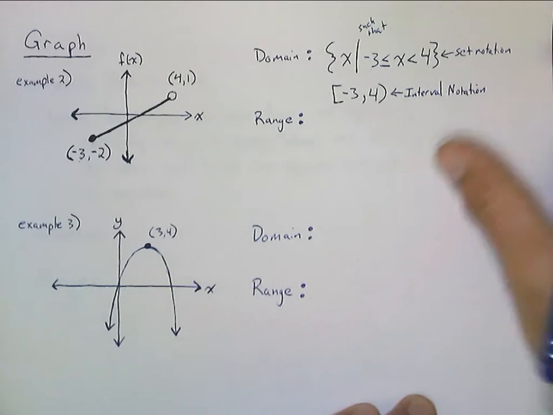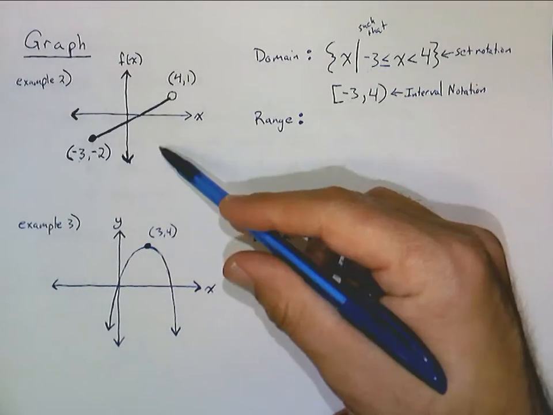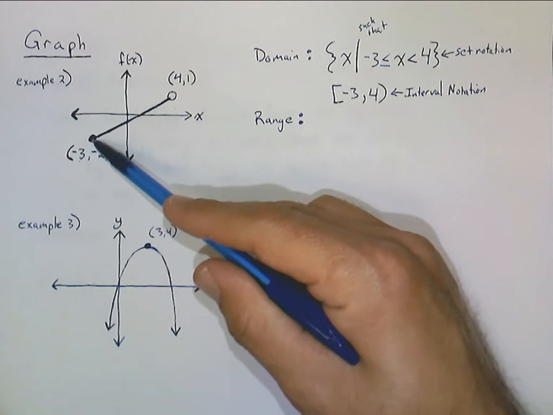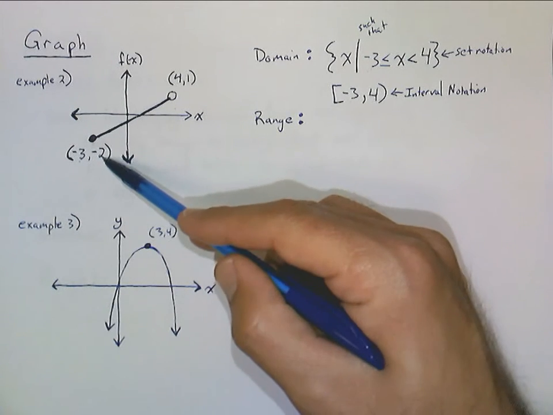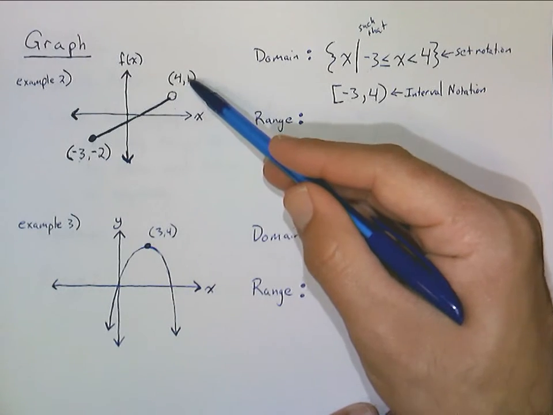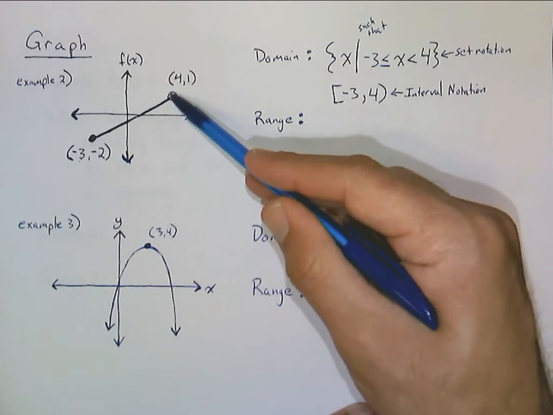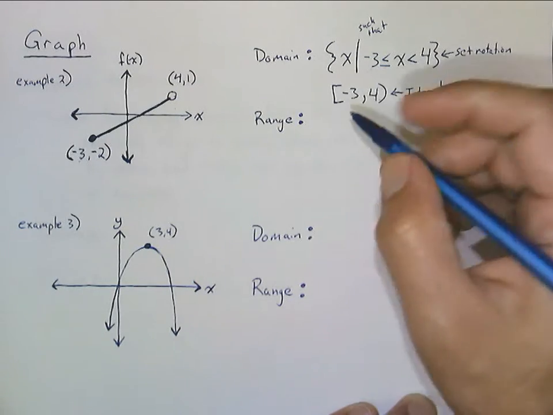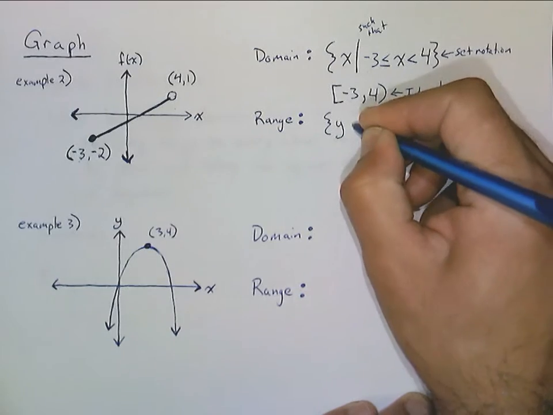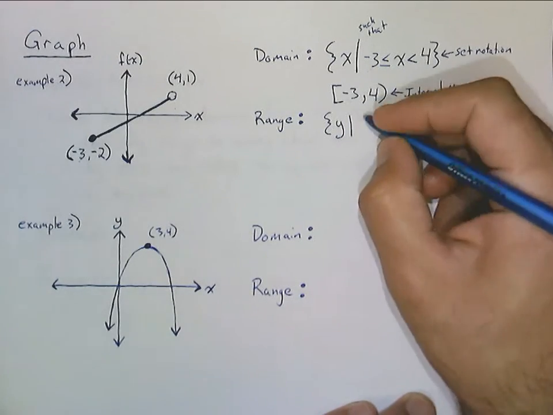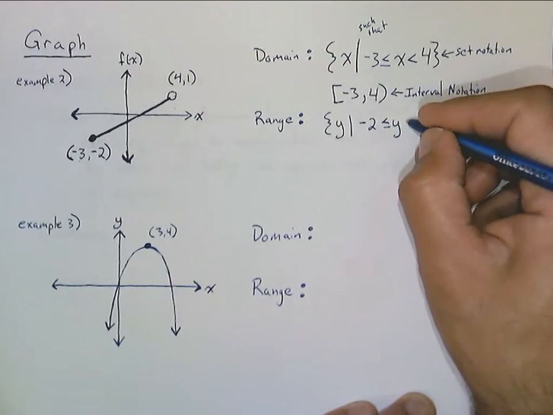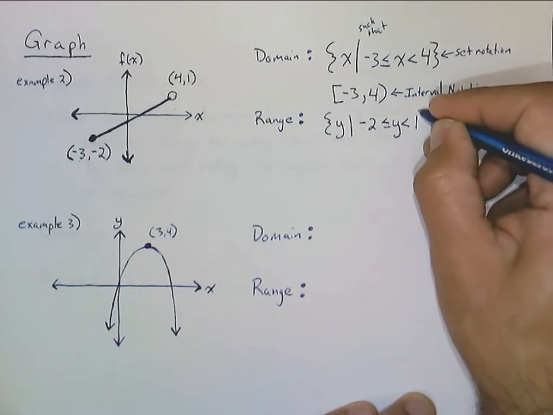Okay. Now the range for this particular graph is going to be the set of all the y values. And so the y's now, the lowest y value is the -2 at this point. The highest one is the 1 for this point. But we're not going to include that one because this point 4, 1 is not actually in the function. So the range is going to consist of the set of y's such that -2 is less than or equal to y, and y is strictly less than 1.